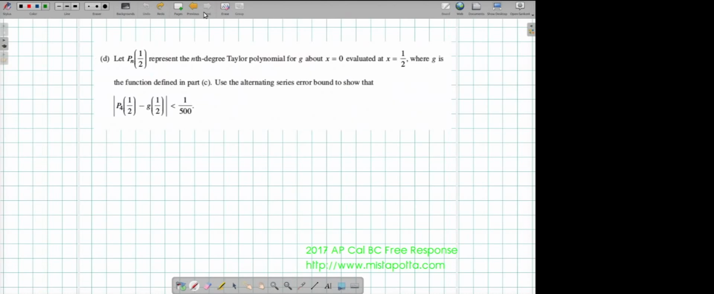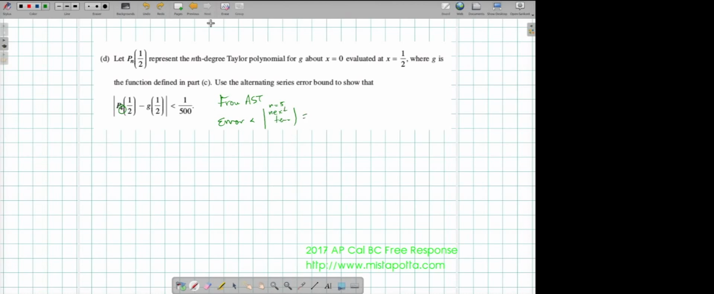The last problem says let P sub n of 1/2 represent the nth degree Taylor polynomial at x equals 1/2, where g is the function defined in part C. Use the alternating series error bound to show this is true. Remember that from the alternating series, I know that my error is going to be less than the absolute value of what we call the next term. Now for us, because we're talking about a 4th degree polynomial, n is 5. So I want to know what's happening with that 5th term.